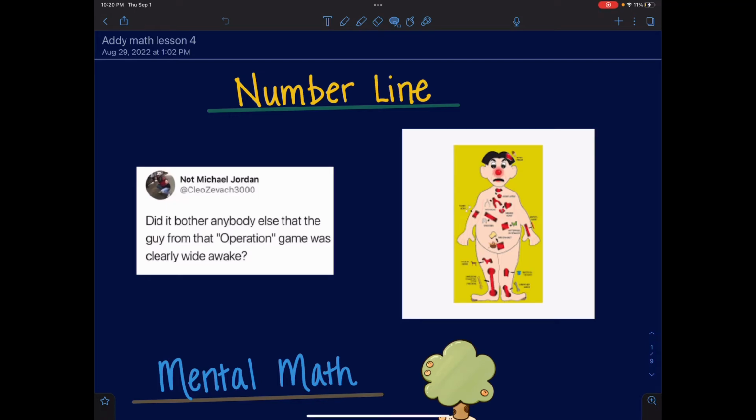All right, hello there. Today we are going to go over lesson 4, and today's lesson is super fun. I think you're going to enjoy it, and I think it's going to be fairly straightforward for you because it's a review of the number line. So you know that it's going to be awesome.